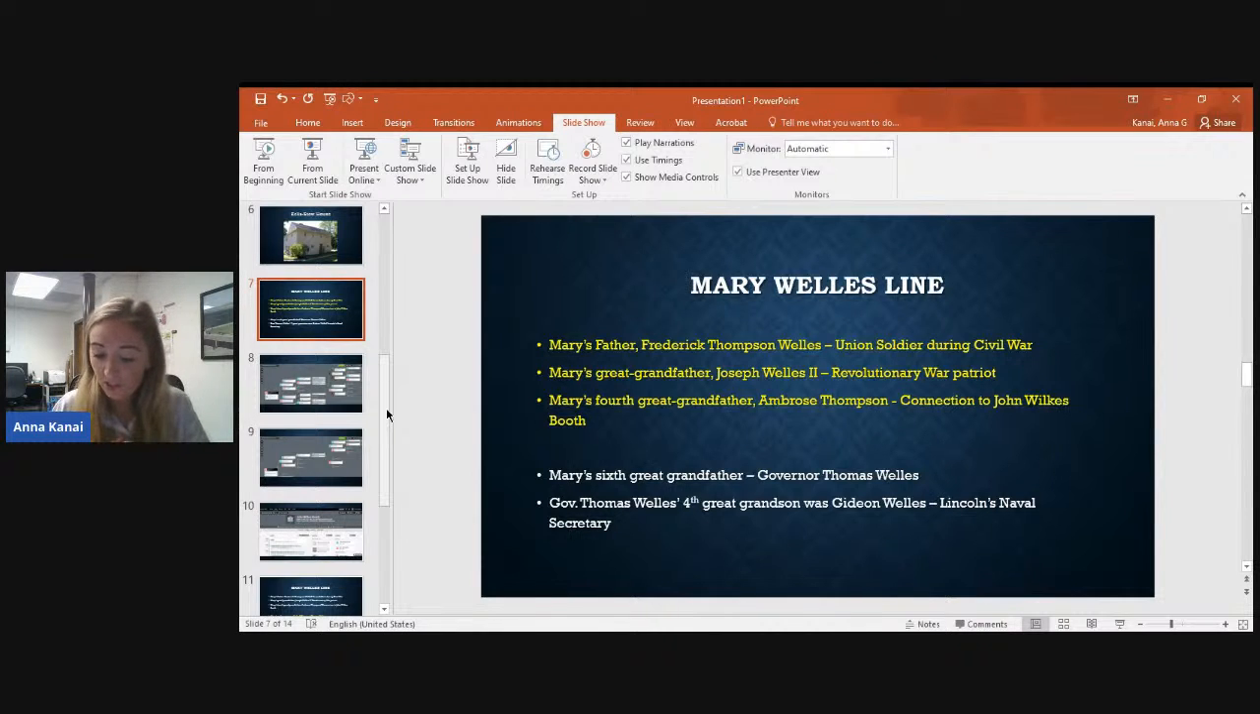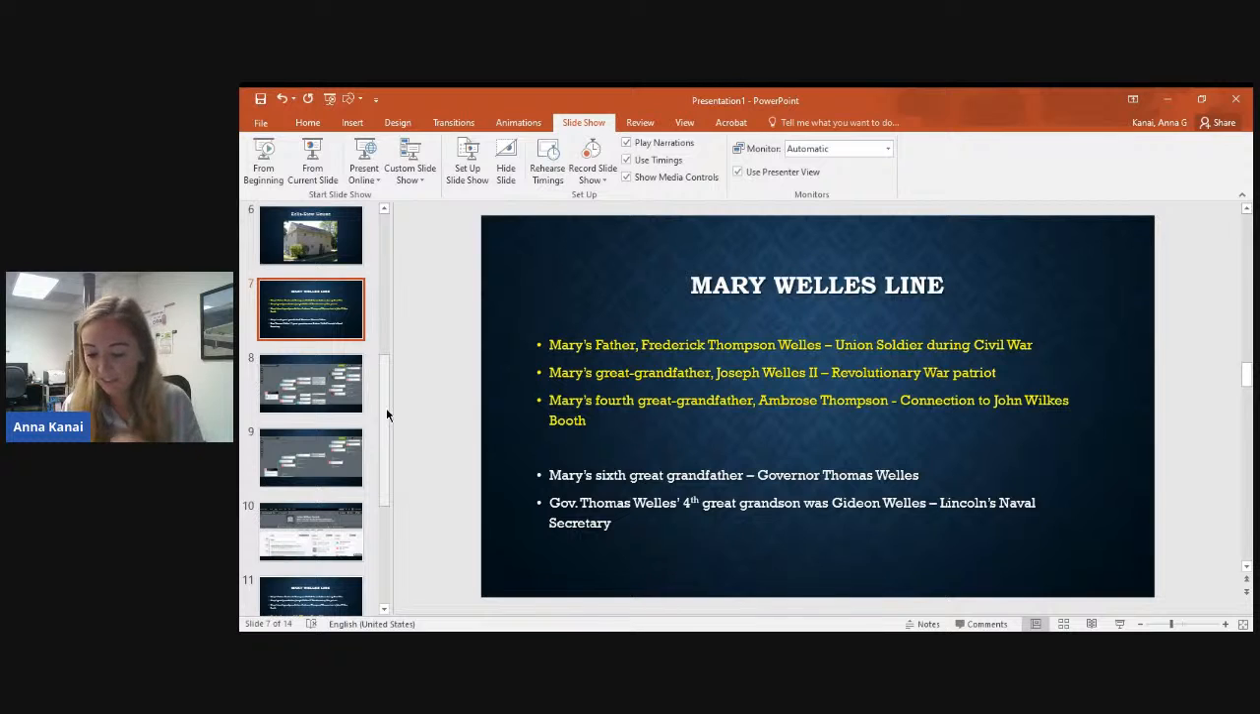She's also featured, Mary is also featured in the Daughters of American Revolution lineage books because her great-grandfather, Joseph Wells, was a Revolutionary War patriot. And so there were just some cool things finding all these different patriots and soldiers in her line. But then I kept digging, and I'm so glad I did because there's a lot of other connections. So Mary's 4th great-grandfather, Ambrose Thompson, basically connects her to John Wilkes Booth.